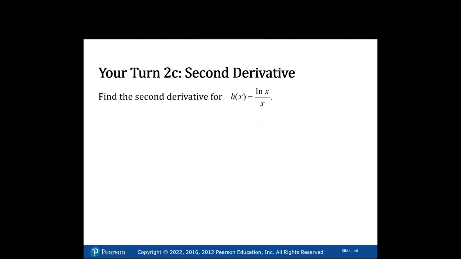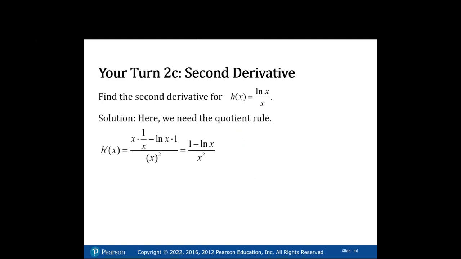Now, we're going to go again, second derivative, but this time I have a logarithmic function. And not only that, I need to use the quotient rule. So here we're going to use the quotient rule. And remember, the quotient rule is just the product rule with the subtraction all over g of x squared.